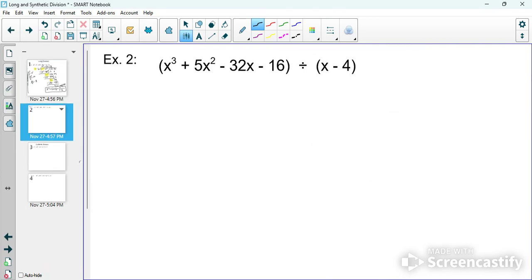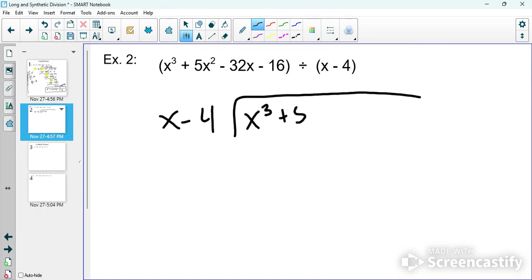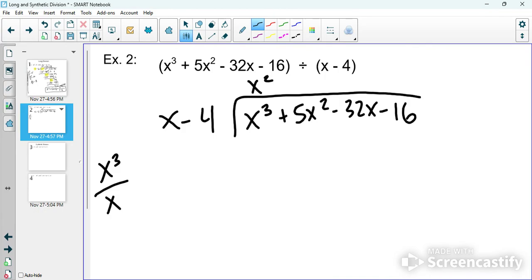All right, same thing for our second one. X minus 4 goes out here. X to the third plus 5x squared minus 32x minus 16. How many times does x go into x to the third? That's x to the second.